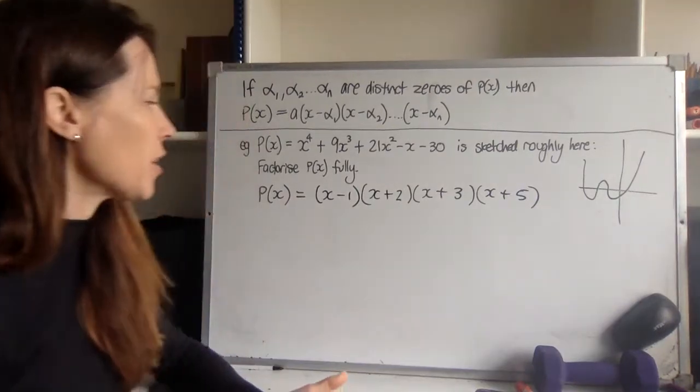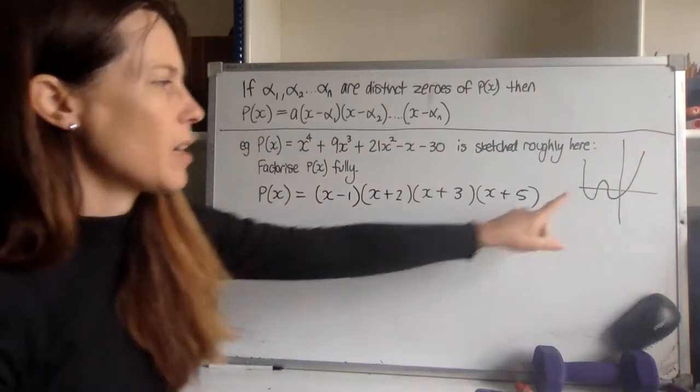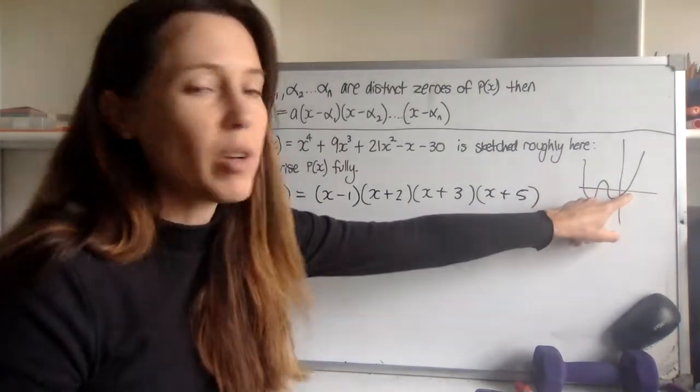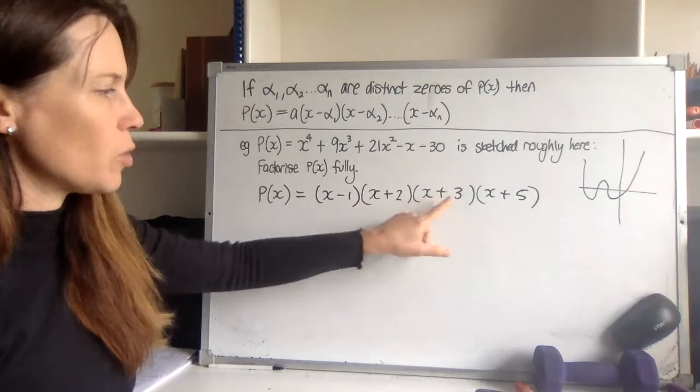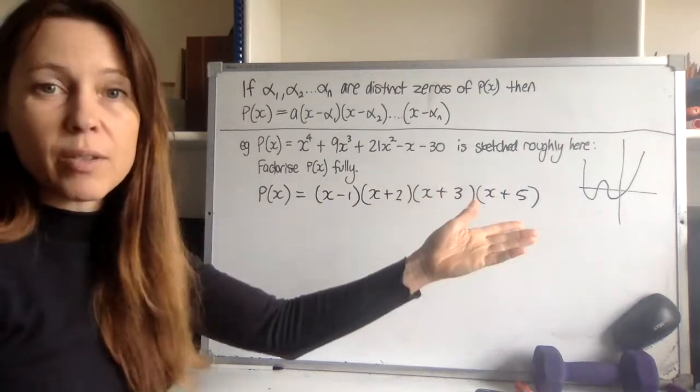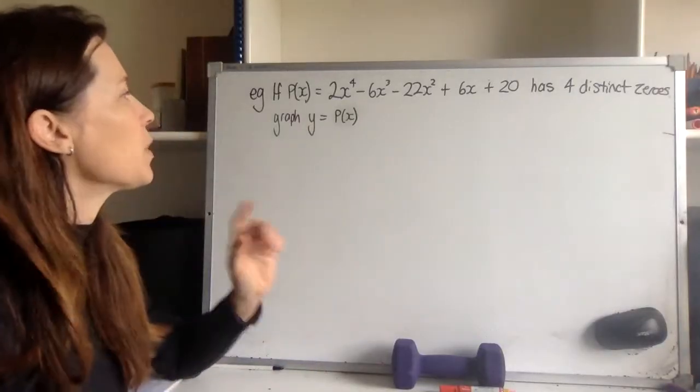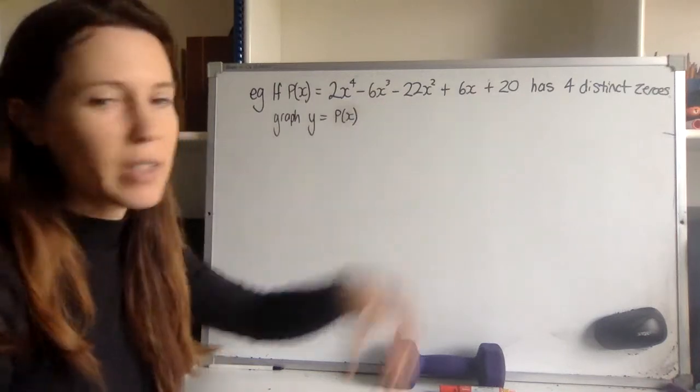And then a final check with this question is that we seem to have 3 negative zeros and 1 positive 0. And sure enough, our zeros would be positive 1, negative 2, negative 3, and negative 5. So it looks right. In this example, we're told that this polynomial has 4 distinct zeros.